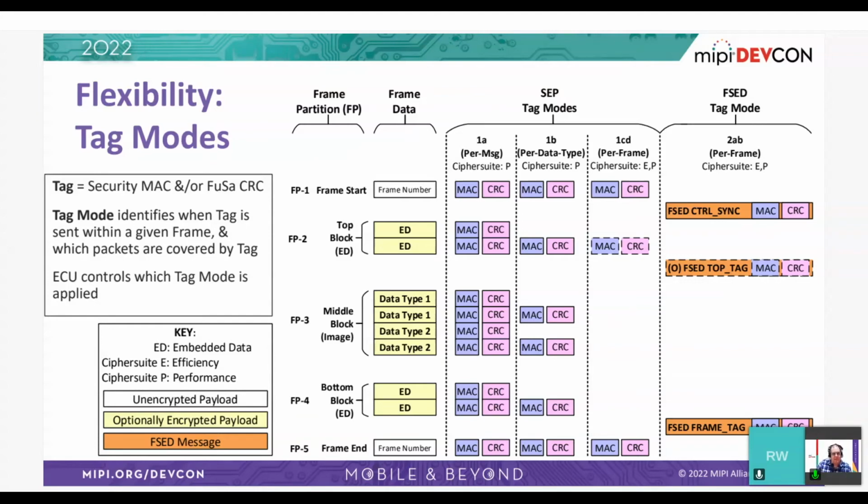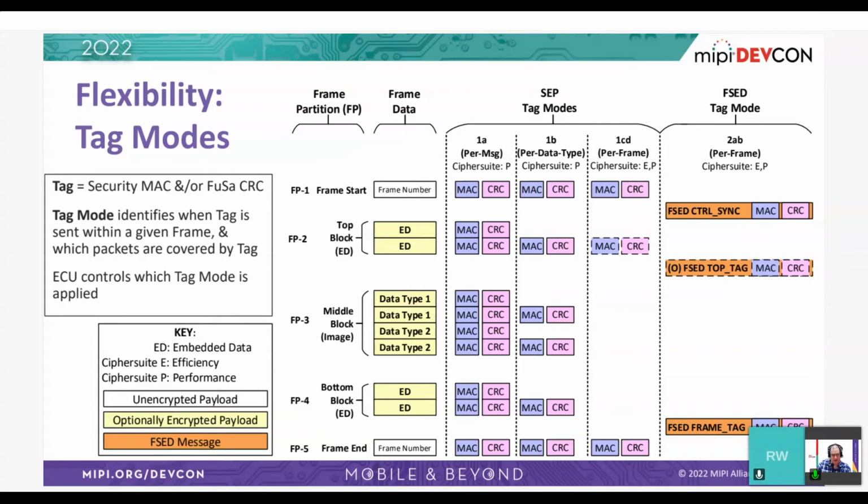And the final tag mode we have for SEP is per frame. This is fairly close to what happens for FSED. There's a MAC on the first message. There's always a MAC on the last message. And we allow a MAC which just covers the top block, optionally in the middle.